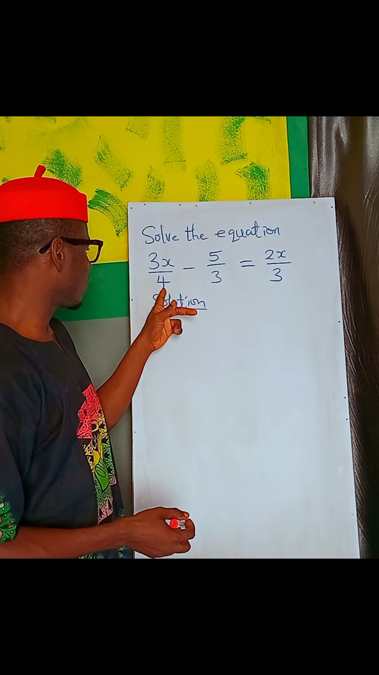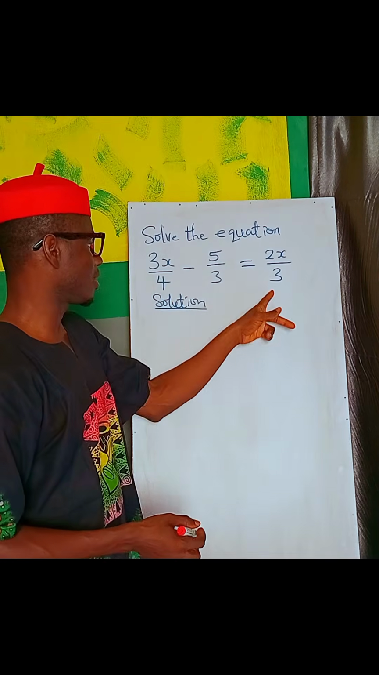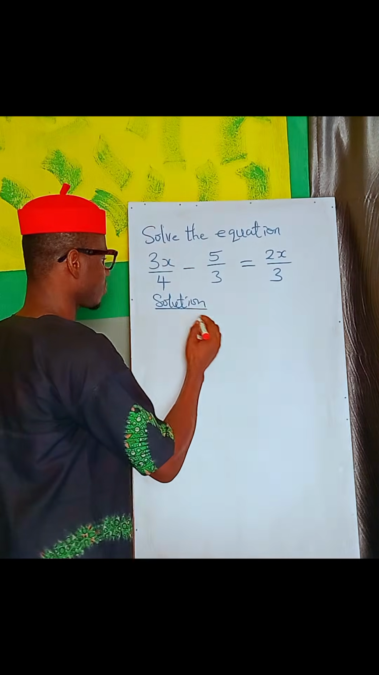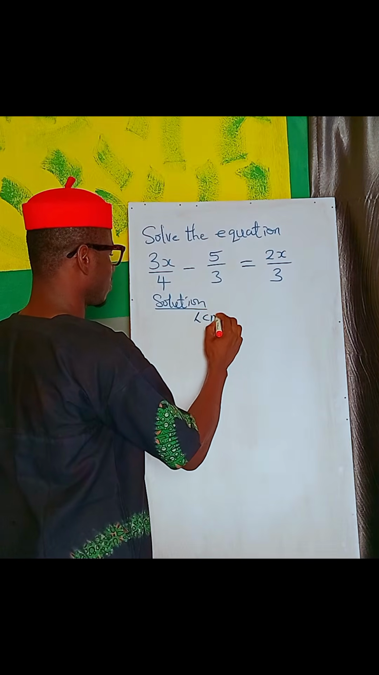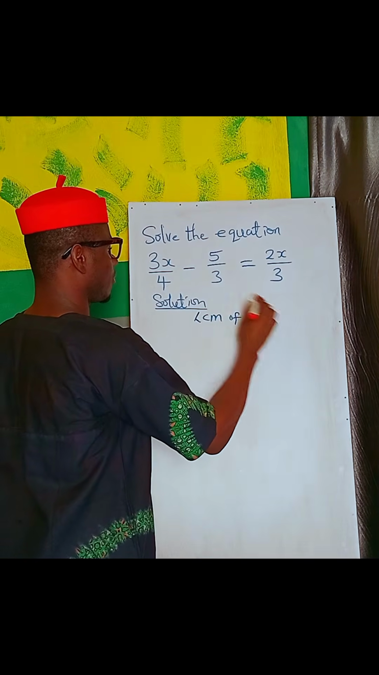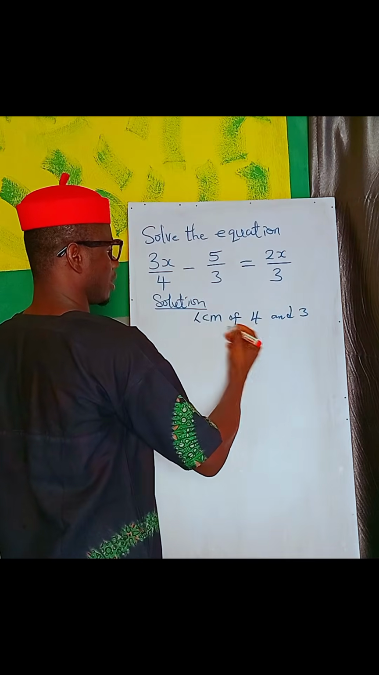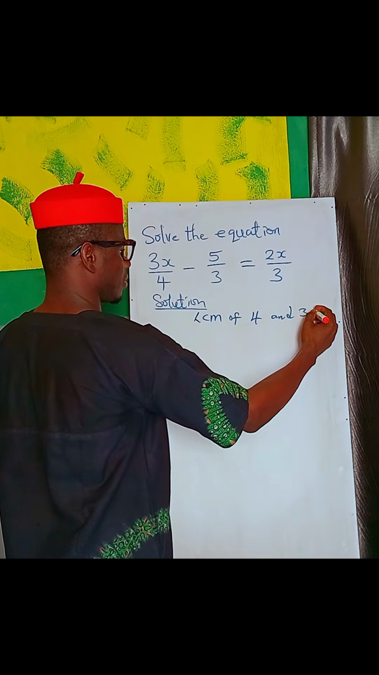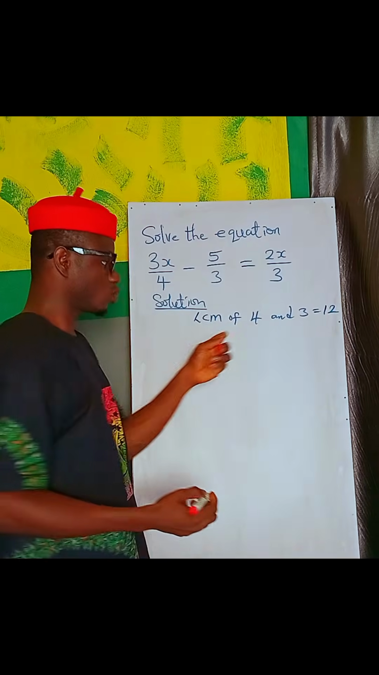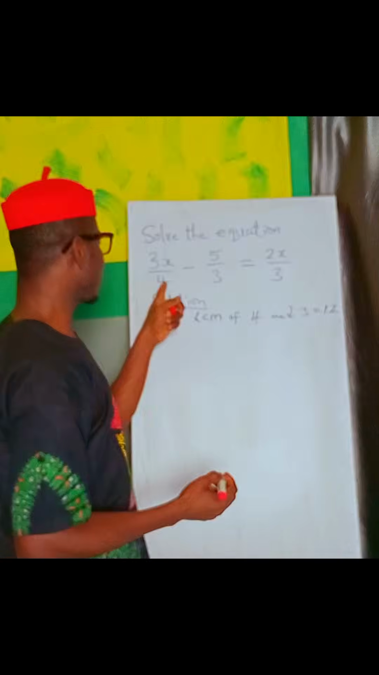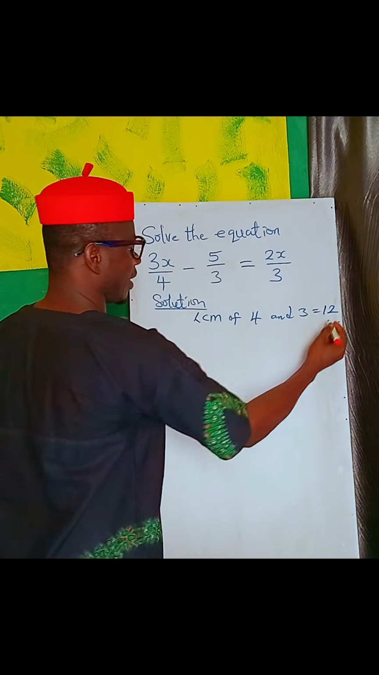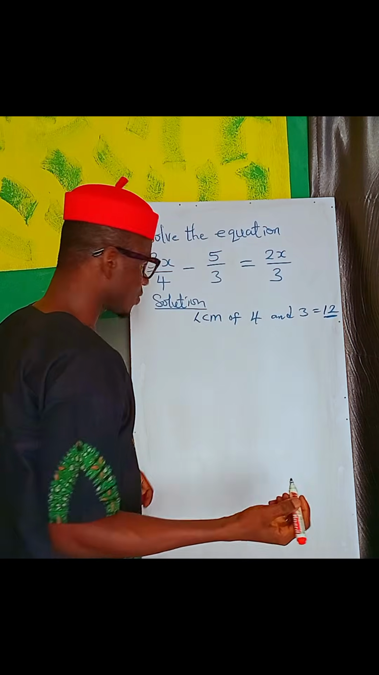So here we have denominators as 4, 3, and 3. So we'll be looking for the LCM of 4 and 3. Of course, the 3s are the same number. And the LCM of 4 and 3 is, of course, 12. So 12 is the LCM of 4 and 3. So we'll be multiplying each of these terms by this LCM. So let's go there now.